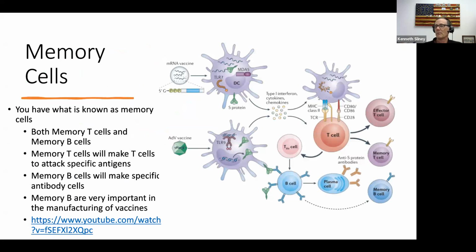There's also something called memory cells. Basically, this means that the body overproduces killer T cells that are specific to an antigen, and memory B cells that make the antibodies. So the memory cells are what protect you the next time you are infected with that particular antigen or pathogen.